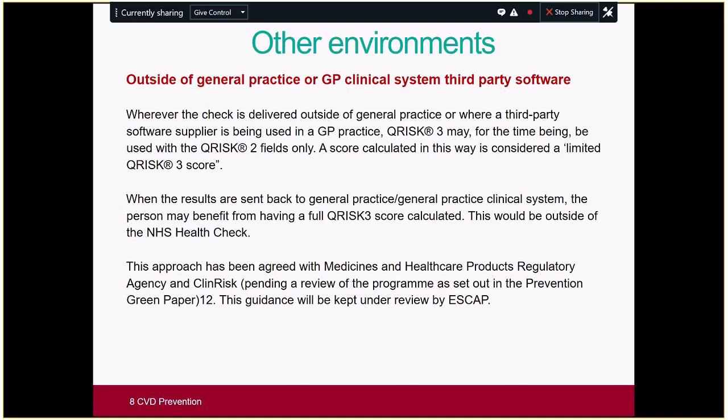Now, this approach, as I've already said, has been agreed. This was the best fit we could get, and this guidance is being kept under review by SCAP. It has already been to SCAP, who have agreed it and signed it off, and that's how it's made its way into best practice guidance. But yeah, this is the best agreement we could get between all 3.